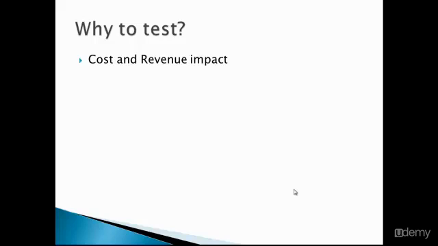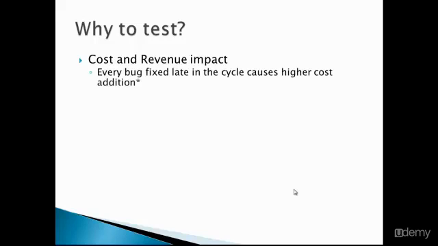So it is very important that we do extensive testing at our end to catch as many bugs as possible. So there is a cost and revenue impact. The revenue impact we have seen in the example. The cost impact is that when we have to do the rework, there is additional cost that comes up, that we have to incur.